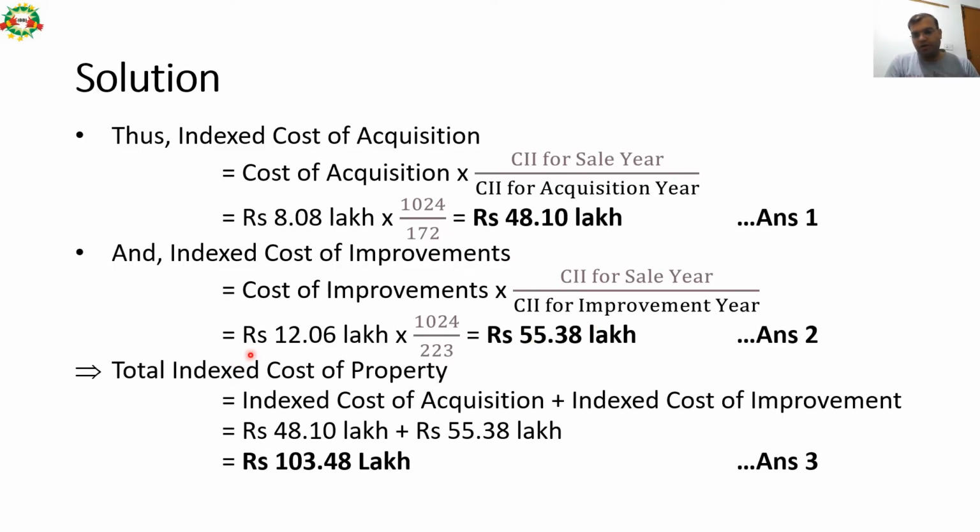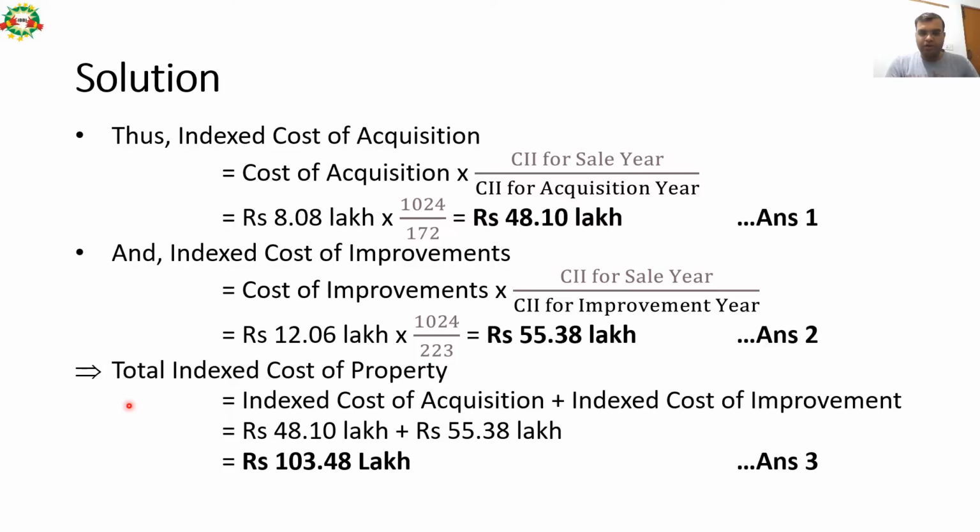So here also it is both base year cost index for sale year and cost index for improvement year. These cost index have been given in the question. That means index cost of improvement is equal to 12.06 lakhs multiplied by 1024 divided by 223. It is equal to 55.38 lakh. It is the answer to question number 2.